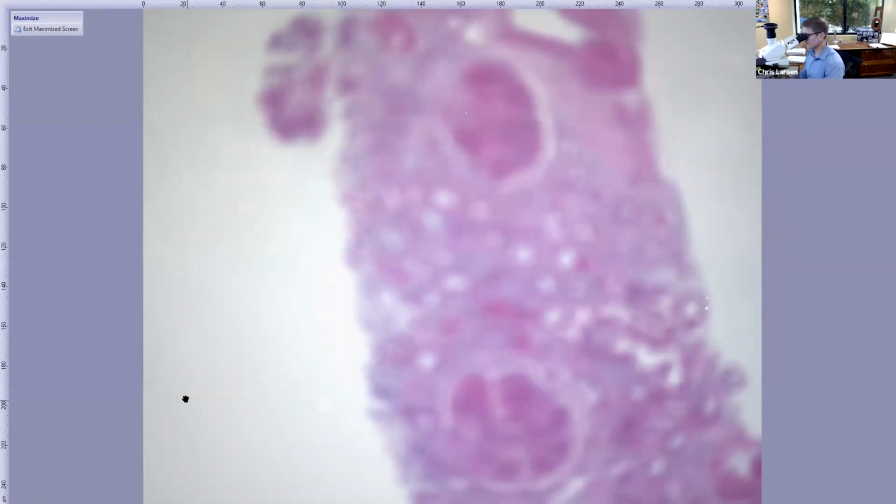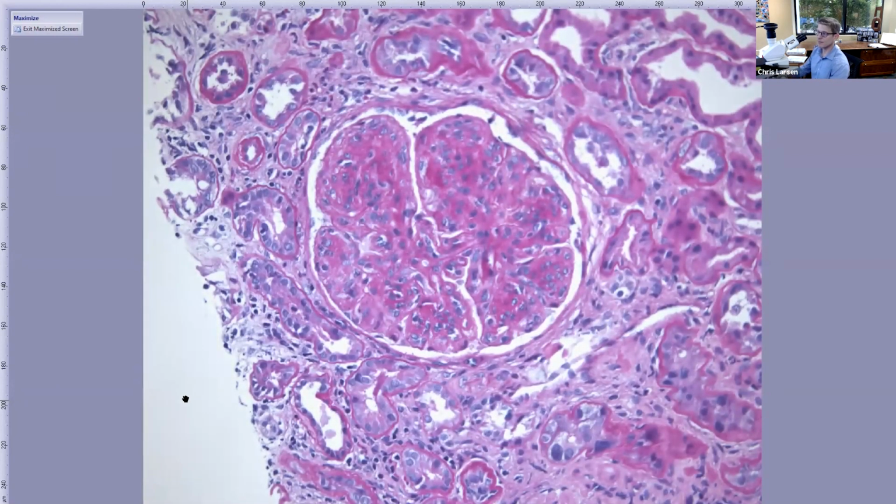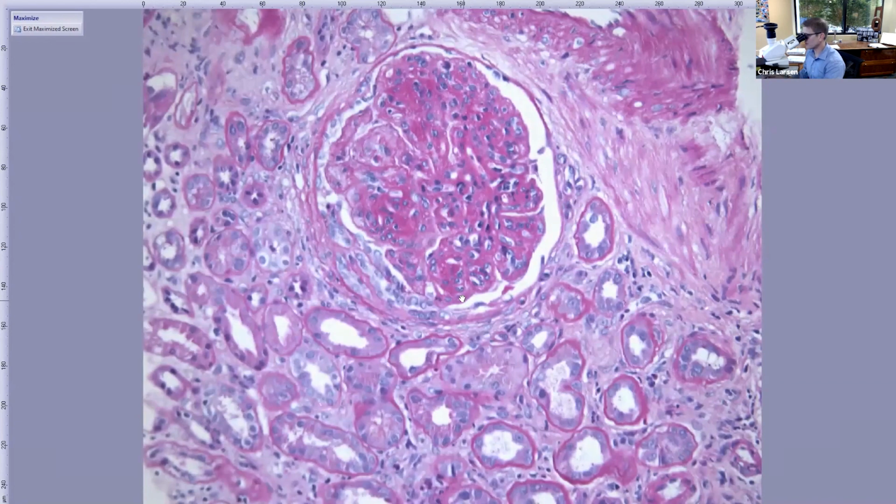And here's what we see. It's a good glomerulus to start with. This is a PAS stain. At first glance, that looks like what I showed you with diabetes, right? Kind of nodular mesangial expansion, but again, lots of hypercellularity in those mesangial regions. This mesangial region has more than 10 mesangial nuclei. That's way too many. So there is mesangial hypercellularity, and glomerular basement membrane duplication is also present in this case.